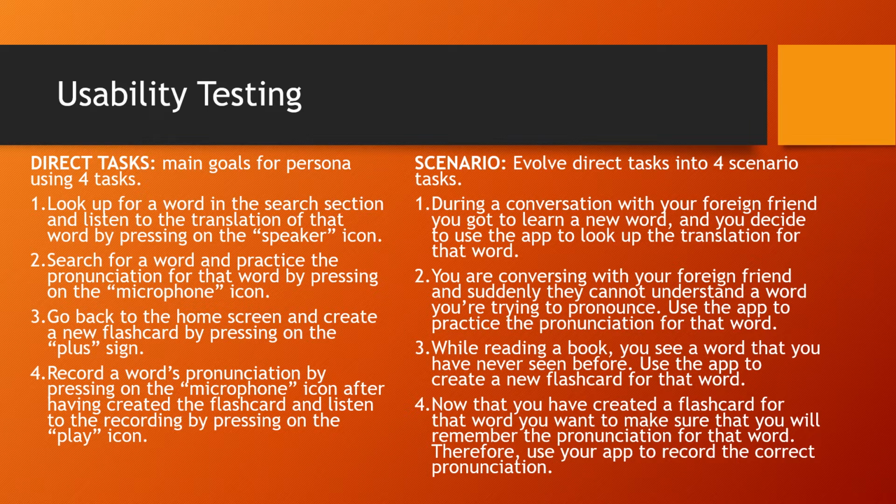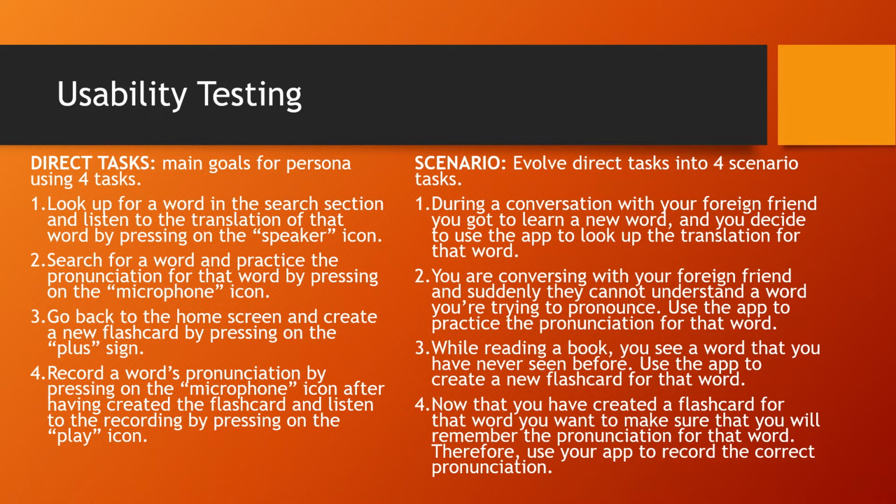So the first direct test was to look up a word in the search section and listen to the translation of that word by pressing on the speaker icon. Then we proceeded with the second step, which was to search for a word and practice the pronunciation for that word by pressing on the microphone icon.